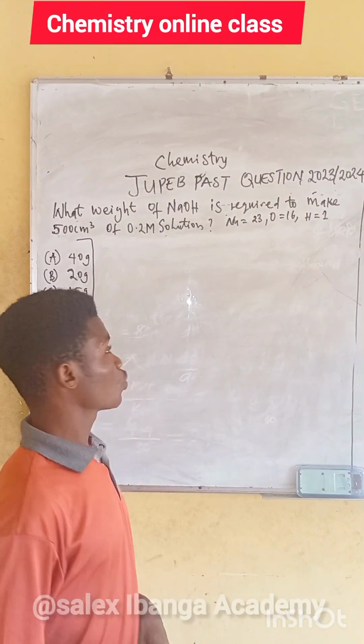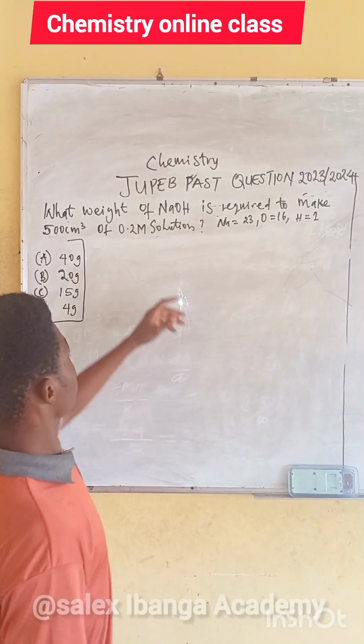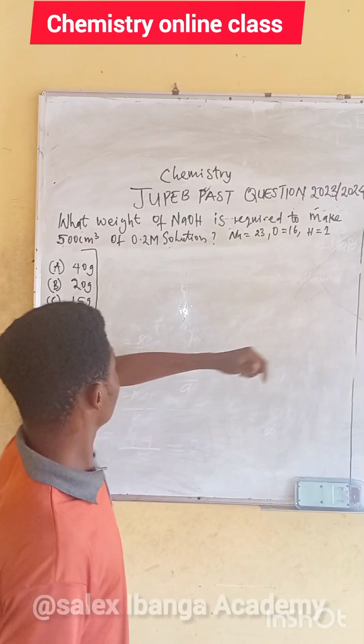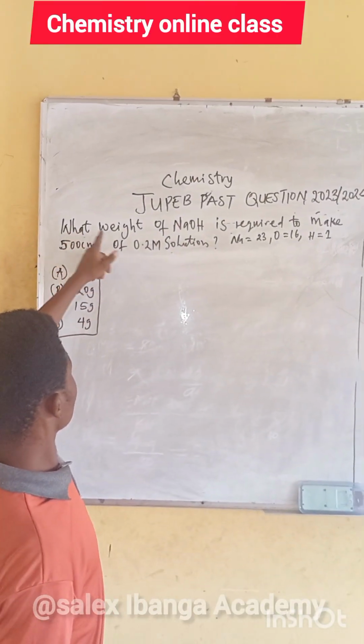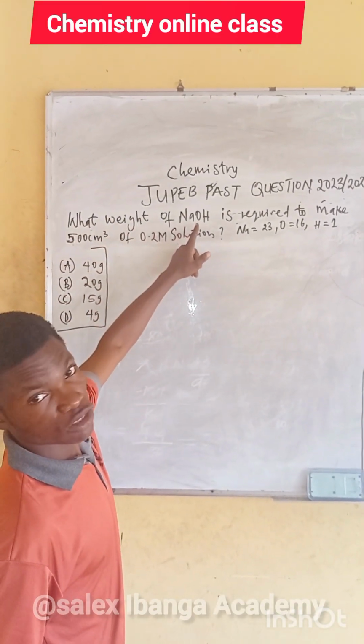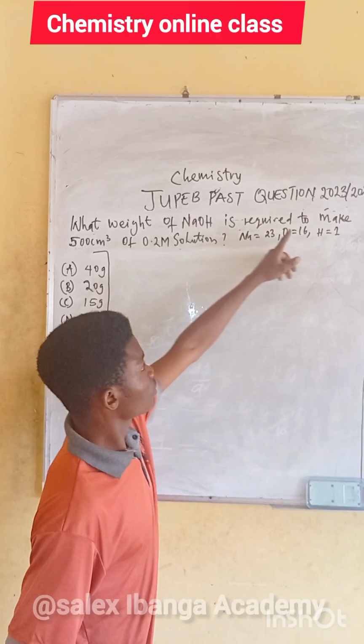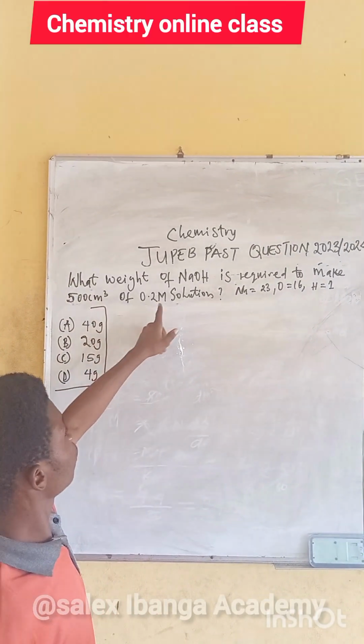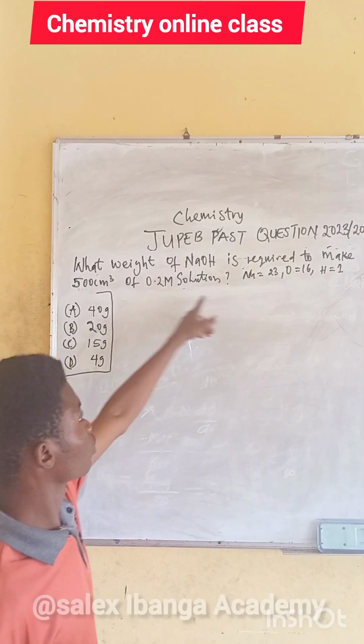Let's quickly look at this question. This is the paper question 23/24C. So the question says, what weight of sodium hydroxide is required to make 500 cm³ of 0.2 molar solution?